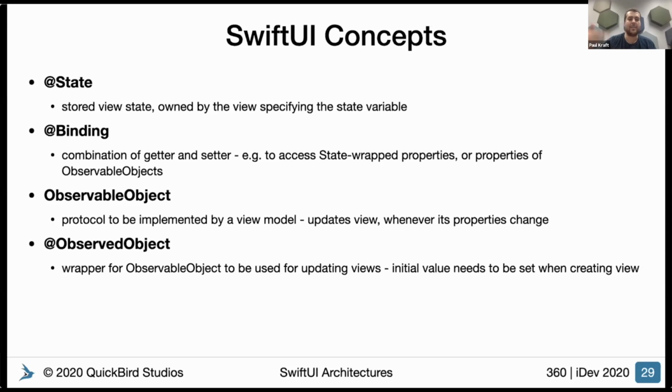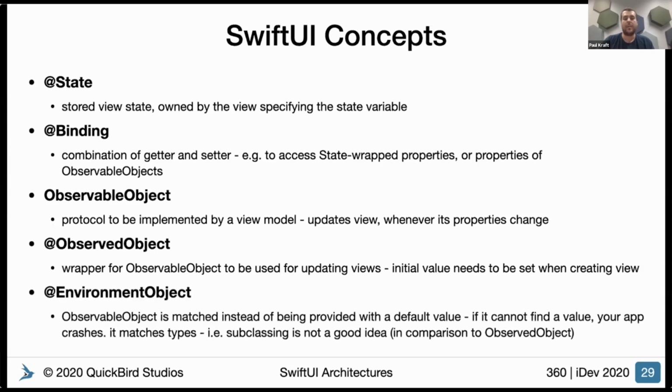And then whenever one of those properties changes, the view is also changed. Besides observed object, there's also environment object, but essentially those two don't differ that much because they can be used in the same cases. But in the environment object case, the class is extracted from the environment, and in the other case, it's stated in the initializer of that view. So in one case, you just extract it from the environment, and you don't need your parent to know about that dependency. And in the other case, you specifically say, give me that observable object.